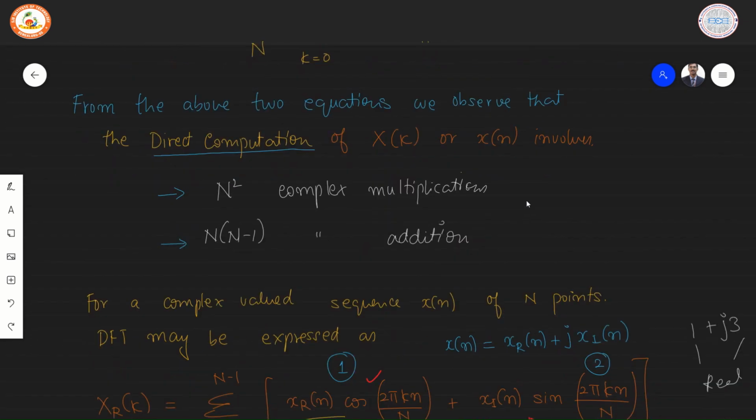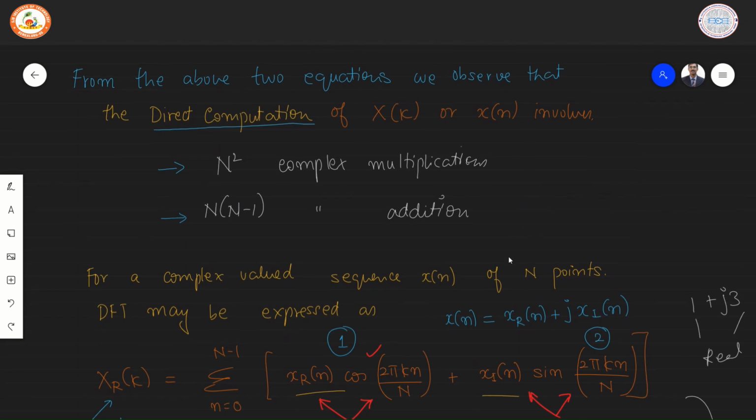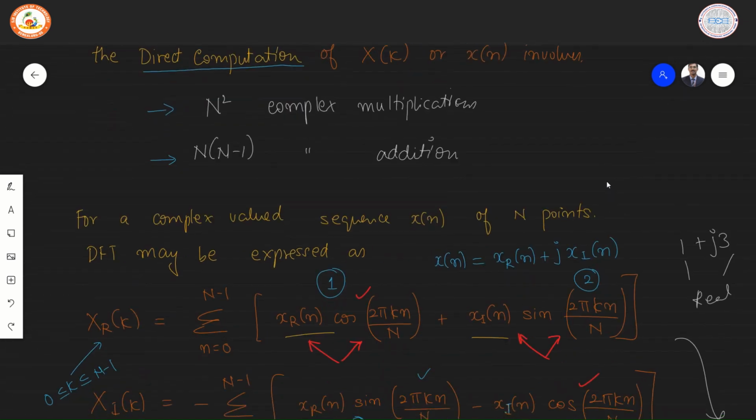For a complex valued sequence x(n), the N-point DFT may also be expressed as x(n) equal to xR(n) plus j xI(n). We are breaking x(n) into its real part and imaginary part. The values of xR(n) and xI(n) are real values.